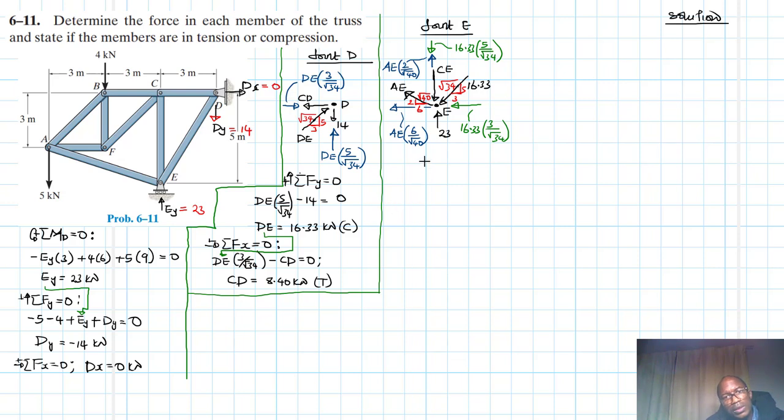Which direction do we start with? It doesn't matter which one, because both of them have unknowns, right? We have AE in the X. The X direction is okay. We only have one unknown in the X, which is AE. So say summation of forces in the X equal to 0.